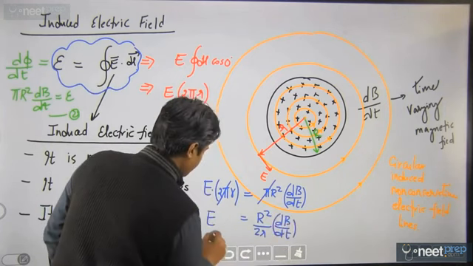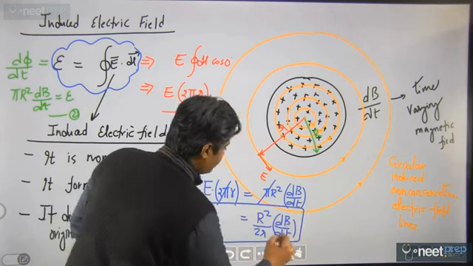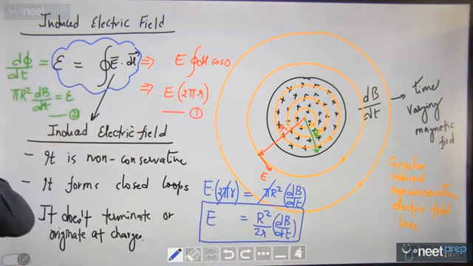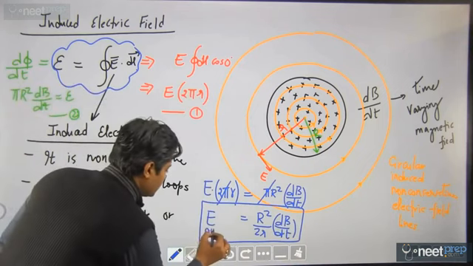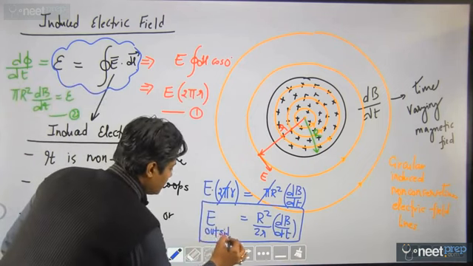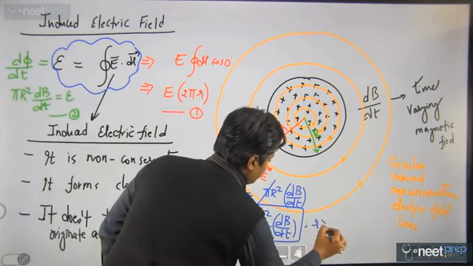This question was asked in your previous year exam, so just basic understanding will help you to solve this. Now there is a slight variation. This is the electric field for outside points, that is, true for r greater than R.